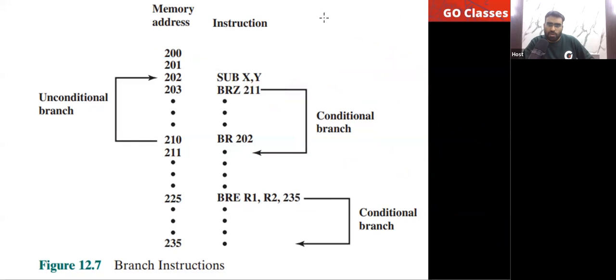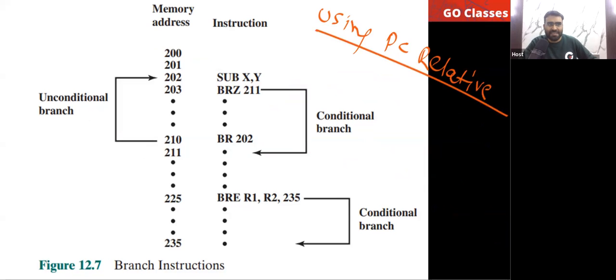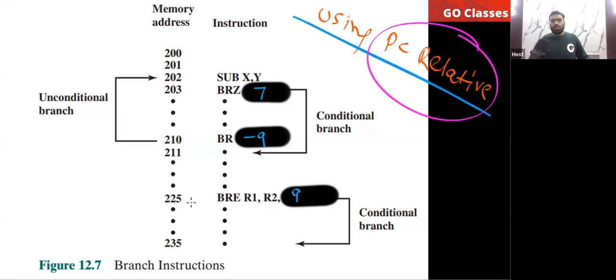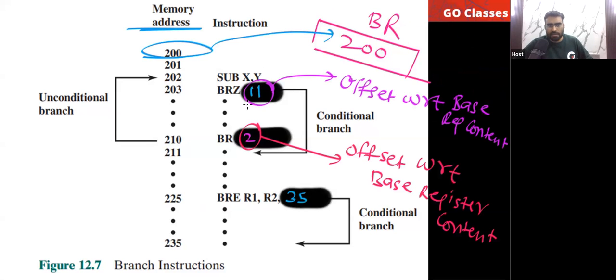And the same code using PC relative, in the last lecture we have done it. Using PC relative, you have to use your brain, yes or no? In the last class, we have already done this. Here you will have value 7, here -9, and here 9. So using PC relative, this is what you will get, and using base register addressing mode, this is what you will get. Now you have become an expert.